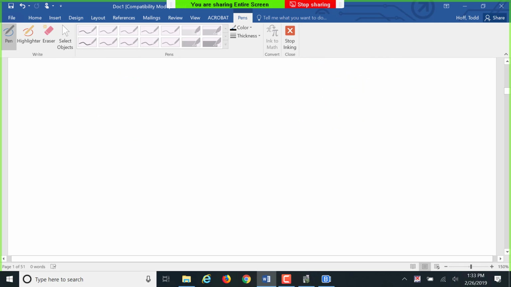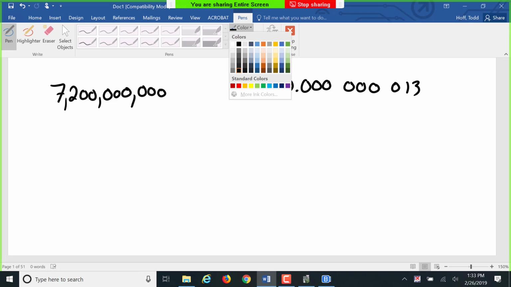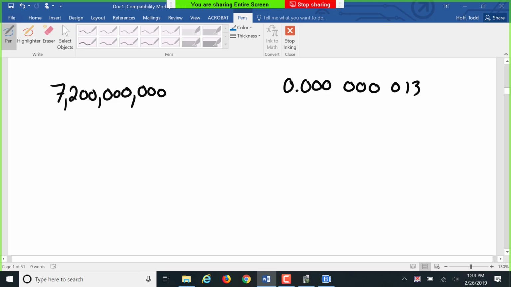So a quick conversion. $7,200,000,000 and 0.000000013. Convert each of those into scientific notation in your notes.